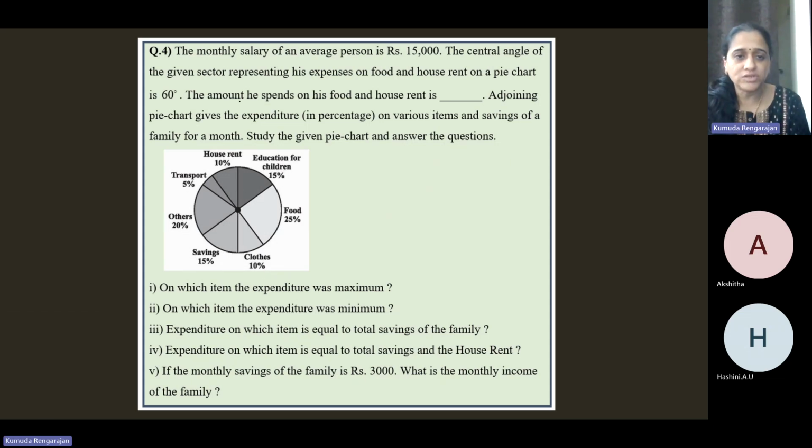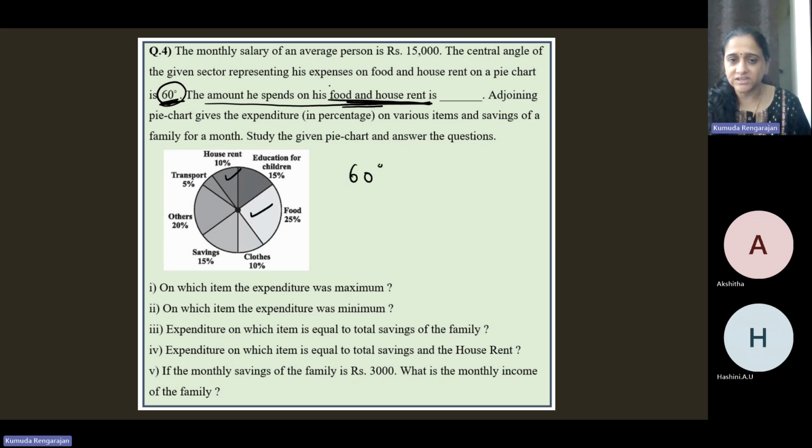So here the question is the amount he spends on his food and house rent. What's the central angle? 60 degrees. Food is here, house rent is here. They're two different sectors, but together the central angle is 60 degrees, and they want you to find the expense on food and house rent together.